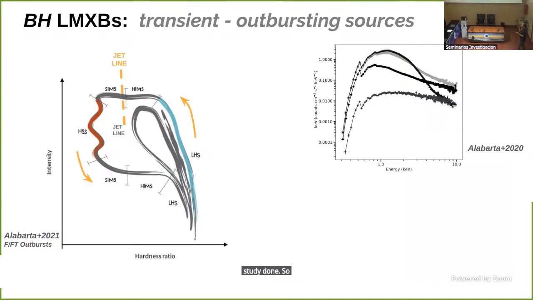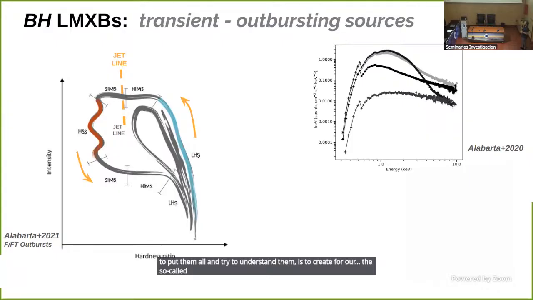So after looking at all this family of black holes, we have made somehow a picture of how they evolve. And the simplest way to put them all together and try to understand them is to create the so-called hardness intensity diagrams, right?